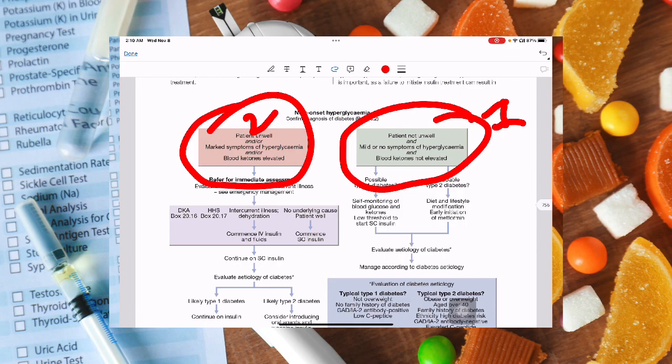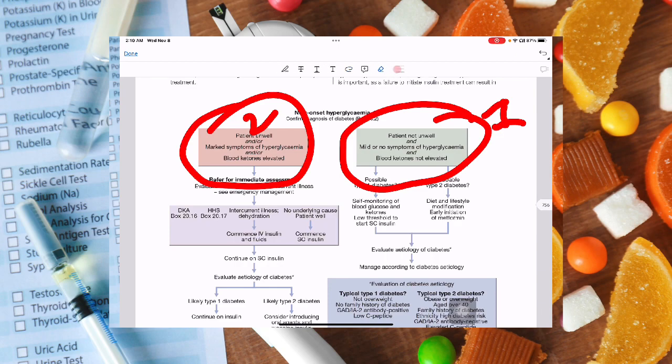Group 2 patient is unwell. There will be marked symptoms of hyperglycemia. Ketone bodies may be elevated. In group 1, the patient is not unwell. There are mild symptoms of hyperglycemia or no symptoms of hyperglycemia. Ketone bodies are not elevated.